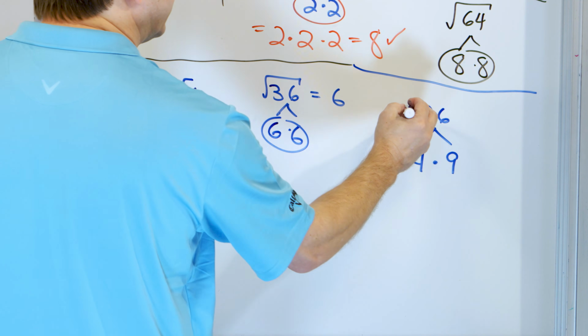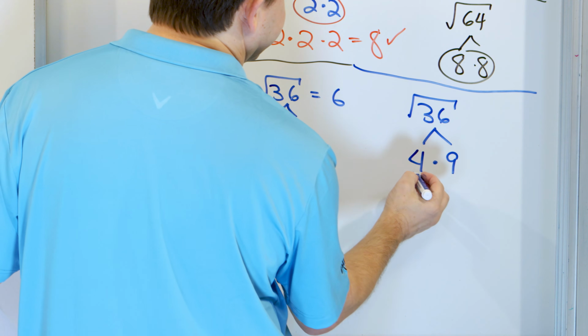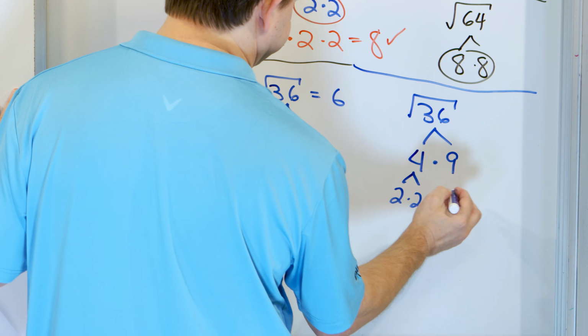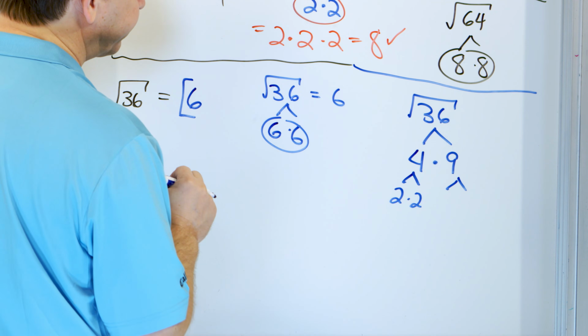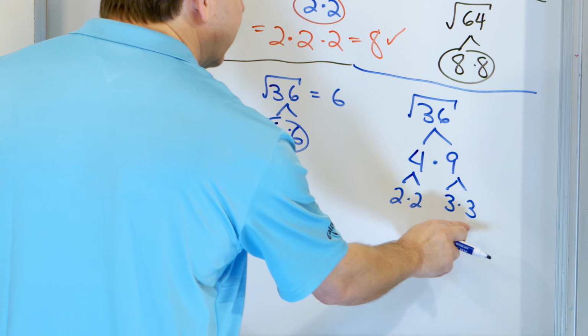Because you can literally write a factor tree with anything times anything else. 4 times 9 is 36. The 4 can be written as 2 times 2. What can the 9 be written as? Well, 9 can be written as 3 times 3. Now, everything in the bottom of the tree is, again, prime numbers.